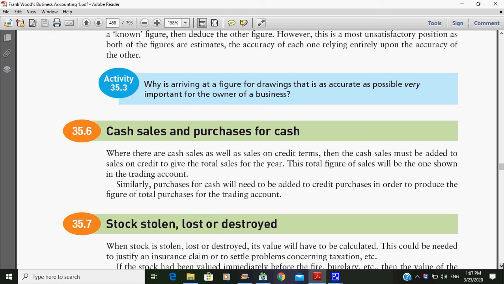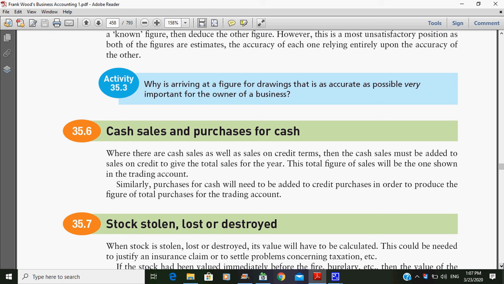They have cash sales and purchases for cash. Where there are cash sales as well as sales on credit terms, then the cash sales must be added to the sales on credit to give the total sales for the what? Year. This total figure of sales will be the one shown in the trading account.